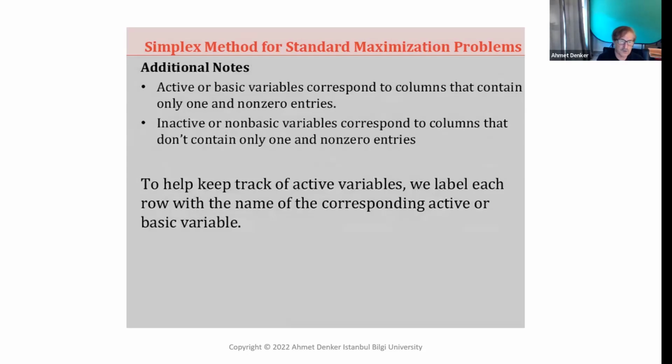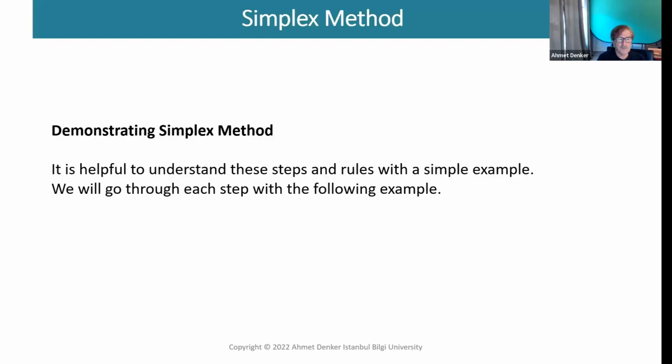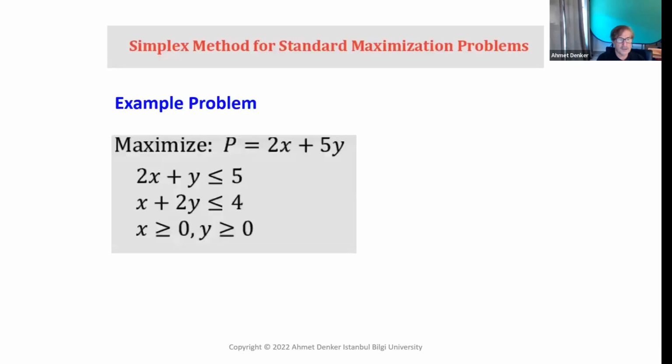This table I went through because from time to time we will come back and check what we must do from this table. Okay, it is helpful to understand these steps and rules with a simple example. Now we will go through each step in this table with the following example. Maximize this under these constraints. At the moment, this is a standard maximization problem because it is a maximization problem and all variables are positive and all constraints are in less than or equal form.